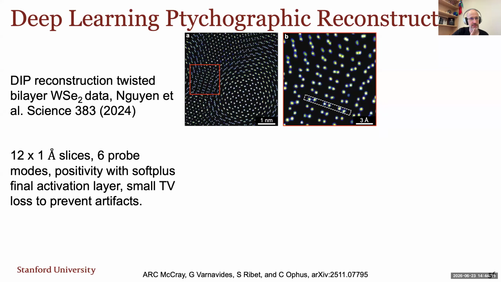This is a data set from Kayla, now at University of Oregon, but it was taken, I think, when she was in Pinshane's group at Illinois. This is the twisted bilayer tungsten selenide data here. And so this is 2 layers of a 2D material stacked on top of each other.